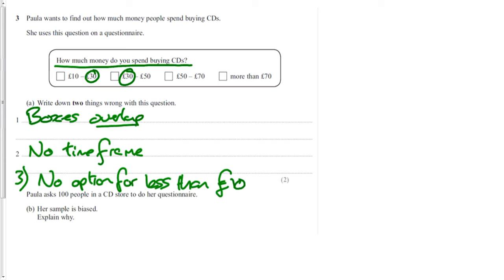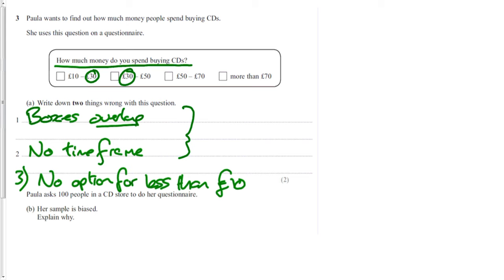So you've got to pick any 2 from those 3. And even though if this question came up again, it would be slightly different, these 2 things here, or in fact these 3 things here, tend to come up almost every exam.